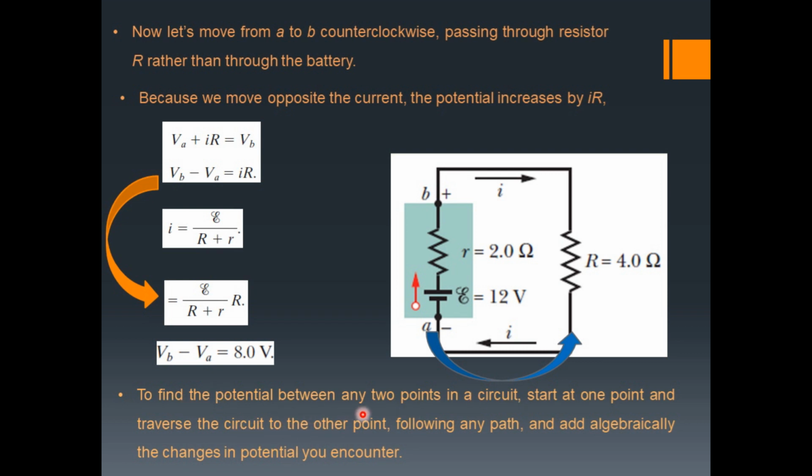So this is the point which you need to note. To find the potential difference between any 2 points in the circuit, start at one point, for example, at point A we started, and traverse the circuit to the other point, which is point B, following any path, and add algebraically the changes in potential you encounter. So it means it is independent of the path taken, whether you are moving in this way or in that way. You just need to add algebraically the changes in potential.